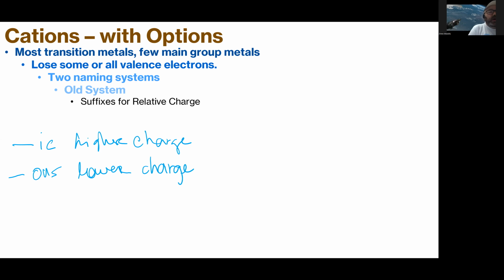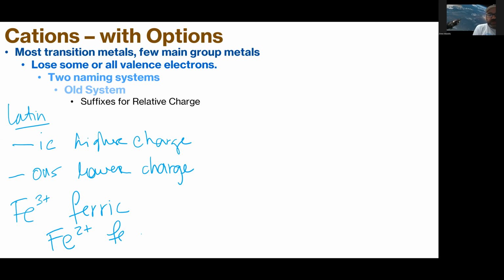Okay. The downside of this and why I don't ever test on this or anything is because the old system requires you to use the Latin name, if there is one. So, for example, if you have an iron 3 plus, iron is ferrum in Latin, and so this is ferric. Okay. Iron 2 plus then is the lower charge, and so that's ferrous.